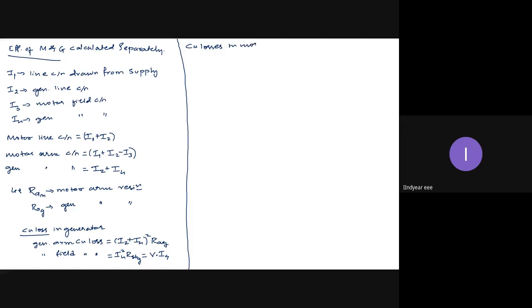Then copper losses in motor. The motor armature copper loss is (I1 plus I2 minus I3) squared times RAM, and the motor field copper loss is I3 squared RSHM, or simply V into I3. So this is the total copper loss in the machines.